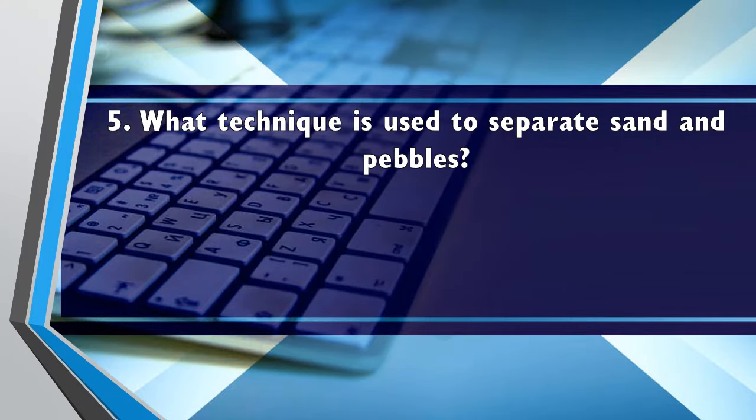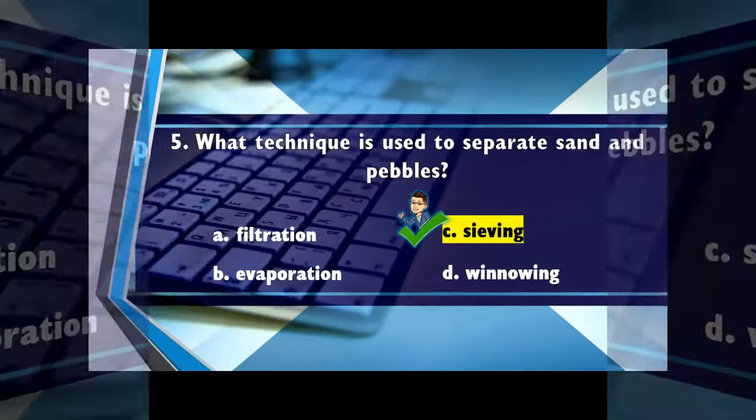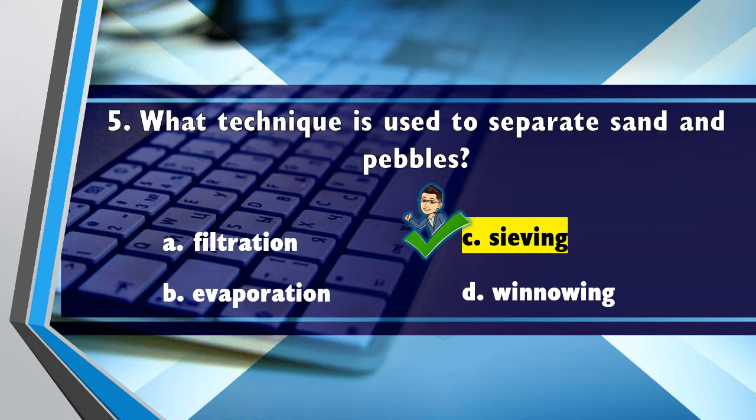Number 5. What technique is used to separate sand and pebbles? A. Filtration. B. Evaporation. C. Sieving. D. Winnowing. The correct answer is letter C. Sieving.